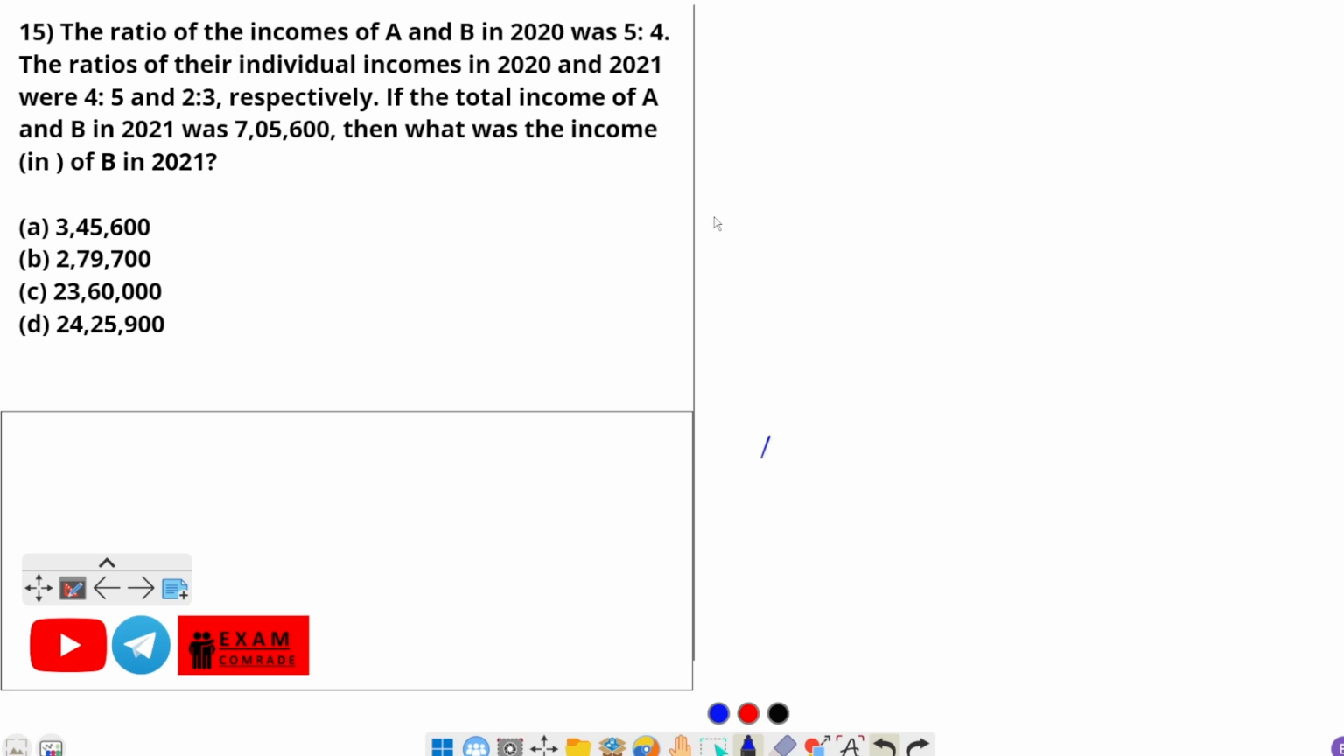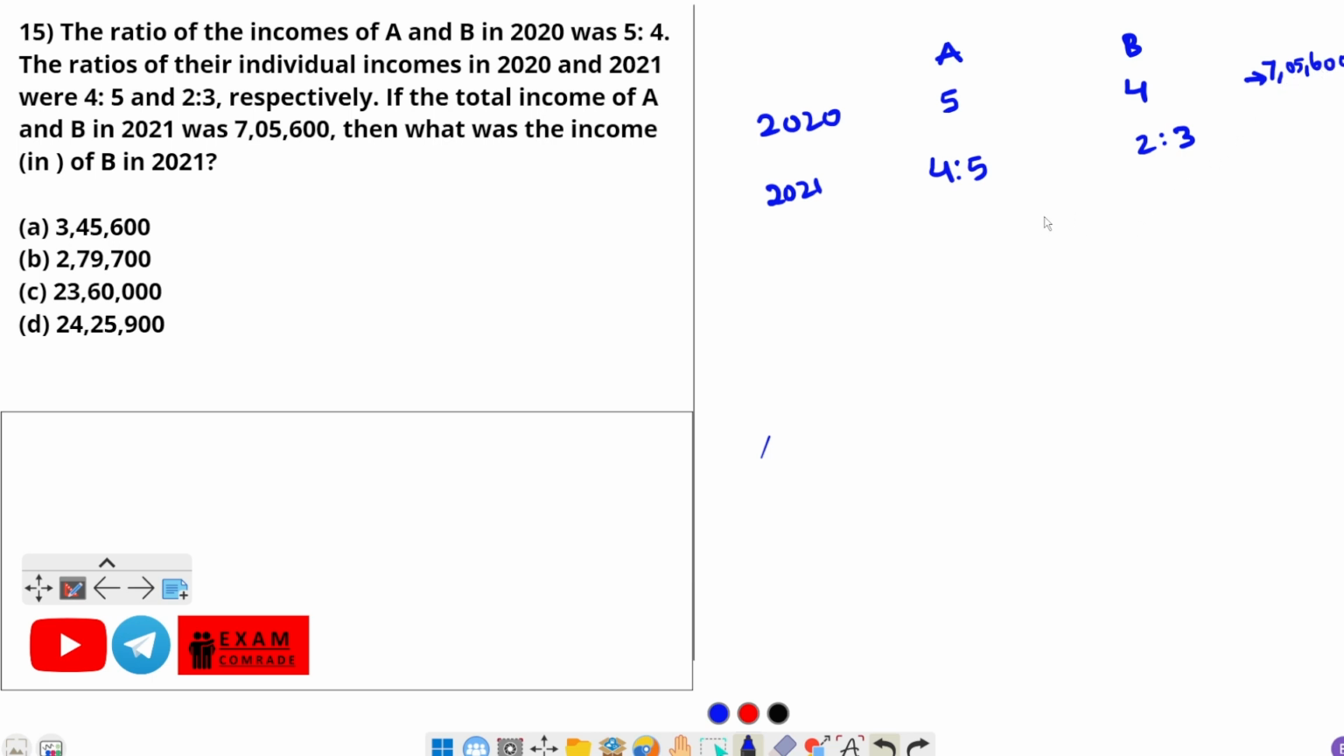In this question, it is given that the ratio of A and B in 2020 is 5:4. The ratio of their individual incomes in 2020 and 2021 is given as 4:5 for A, and 2:3 for B. The total income of A and B in 2021 was 7,05,600. Then what is the income of B in 2021?